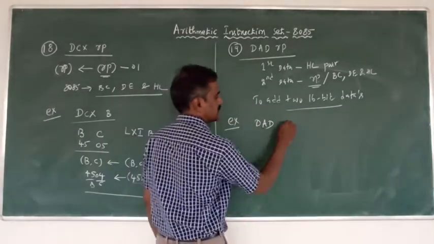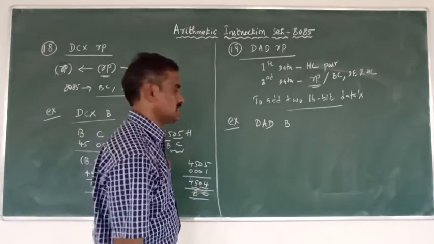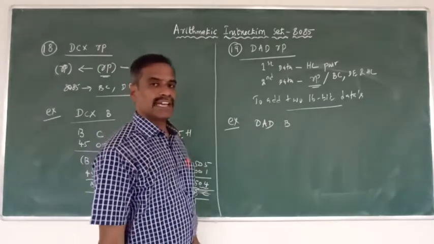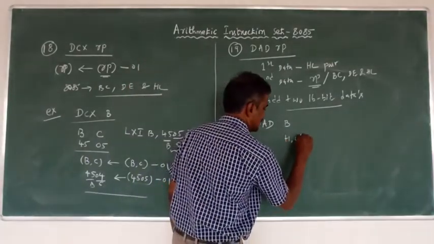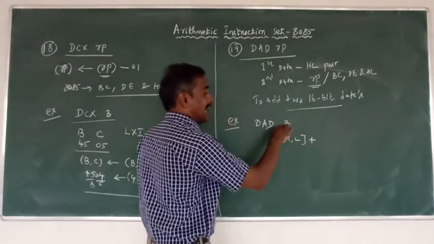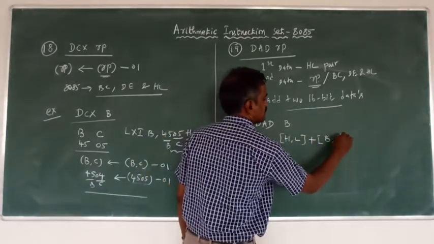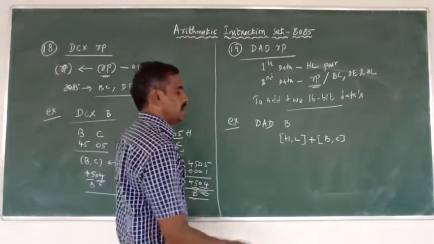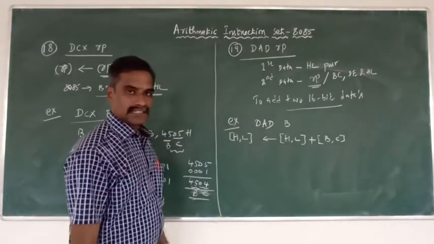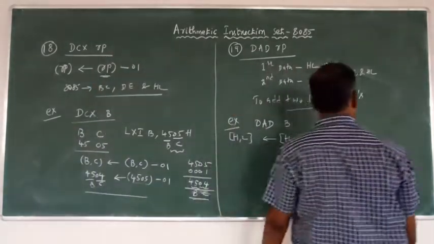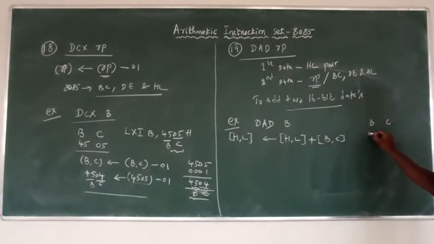DAD B. DAD B means DAD means to add two 16-bit data. Data 1 is always in the HL pair. HL pair data is added with BC register pair data and the result is always stored only in the HL pair content. Example, BC, this is for 05 and this is for 06. HL, this is for 07, this is for 08.